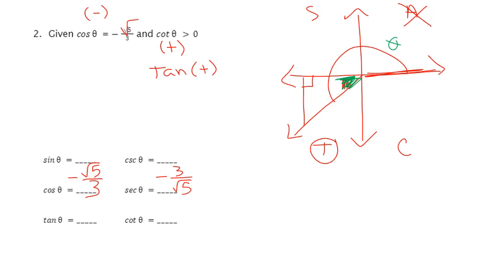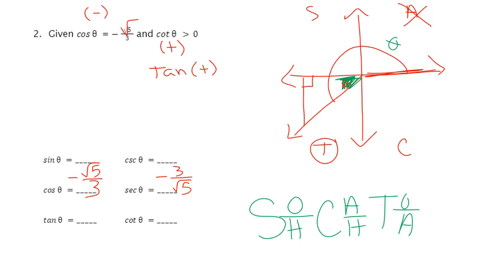And so when we label this out, we have SOHCAHTOA. And they tell us cosine is negative root 5/3. So that means my adjacent is root 5. And then my hypotenuse is 3. Actually, I labeled that. Let me fix that. So we have root 5 and then the hypotenuse is 3. If you want to put a little negative to remind yourself, you can, but again, we're going to fix it up in a moment.